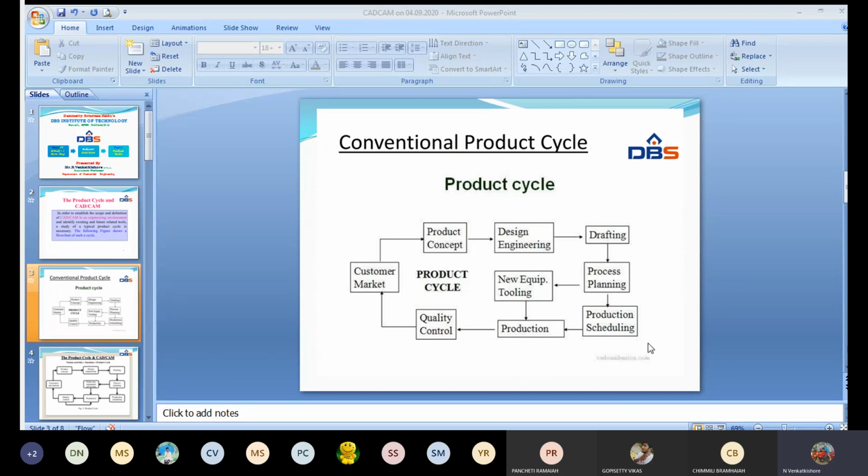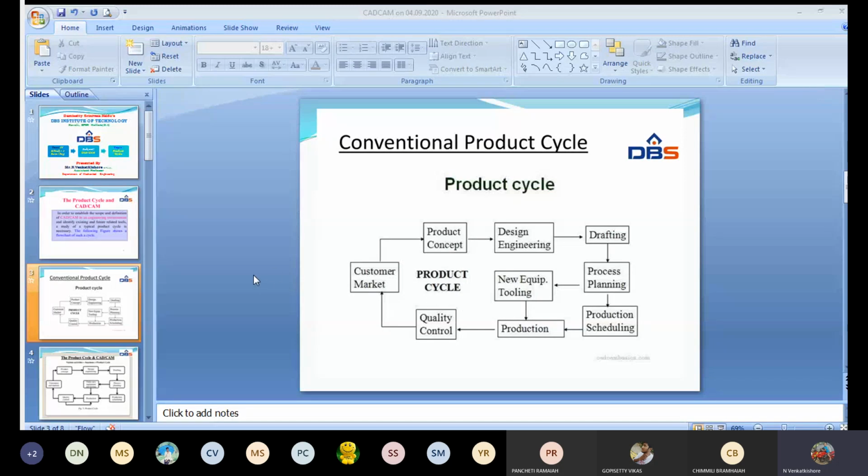Okay, production scheduling is nothing but at what time how many products are required. Simply, we can say daily 50 cars or bikes are to be produced for a company. Okay, these are all the contents of the conventional product cycle.